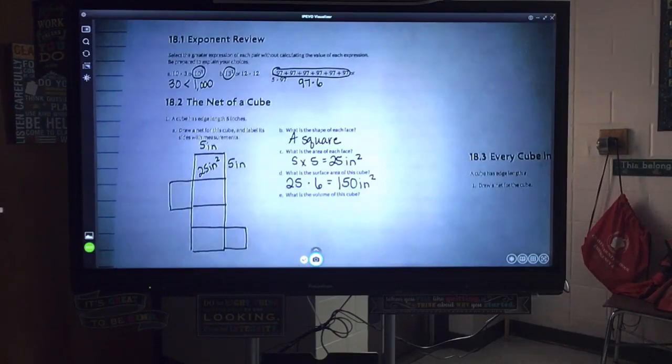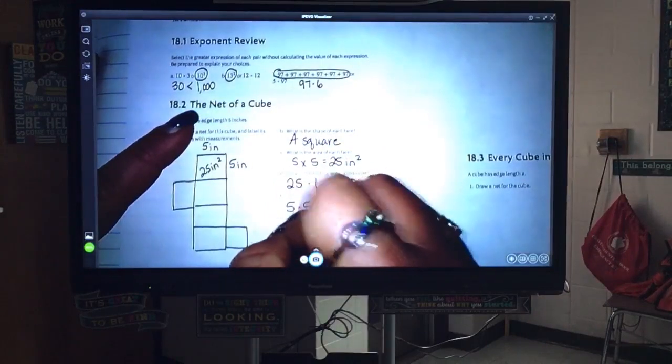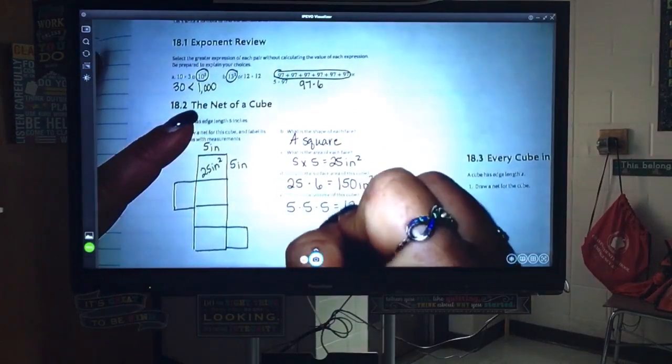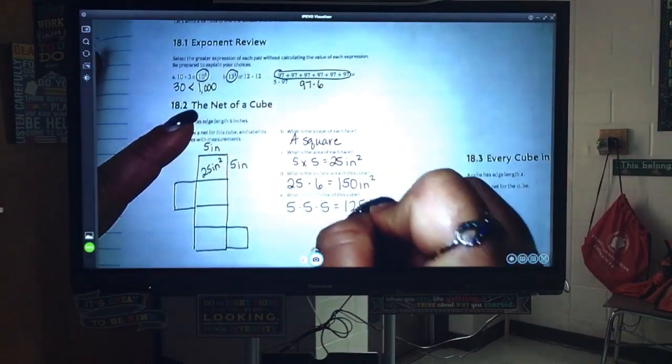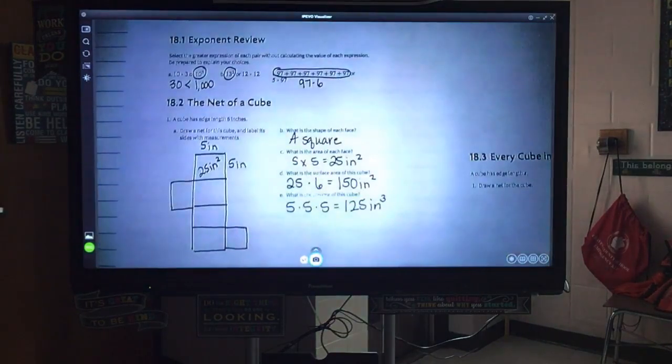So what's the formula for volume? Have you said it in a minute, since we talked about it? Corbin? Okay, so Corbin, with all of these being squares, what are the 3 numbers I'm going to multiply? 5 times 5 times 5. Perfect. So 5 times 5 times 5 gives me 125 inches cubed. Please make sure you have the cubed on there.